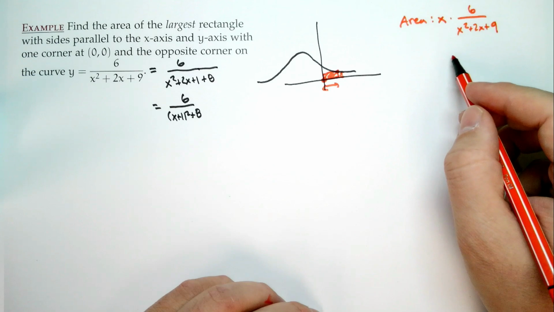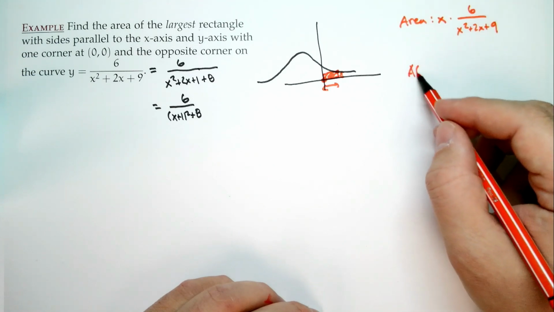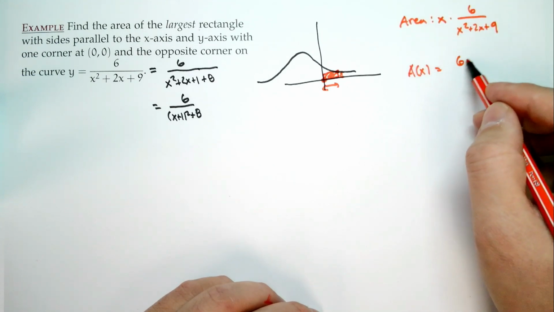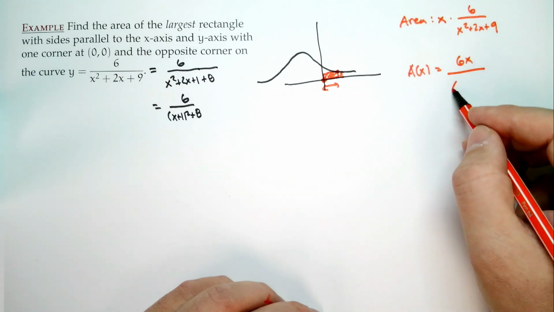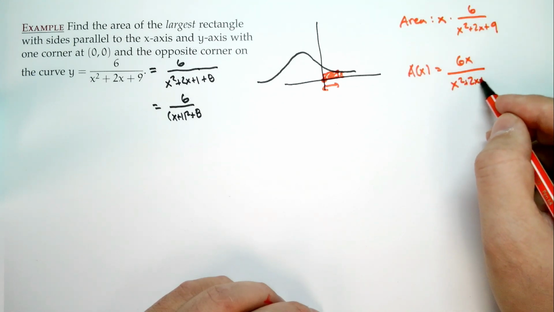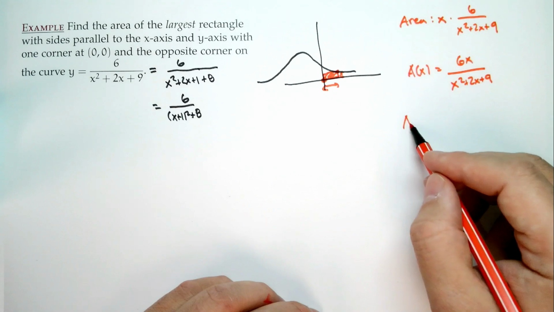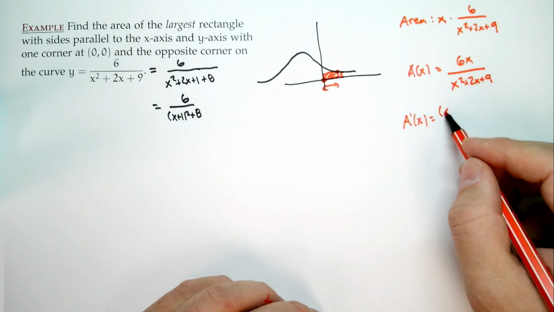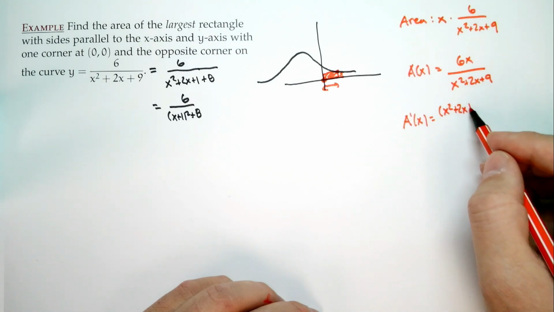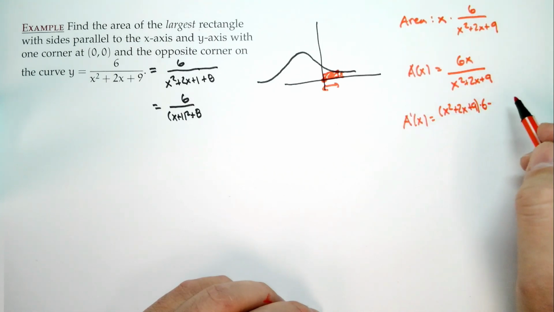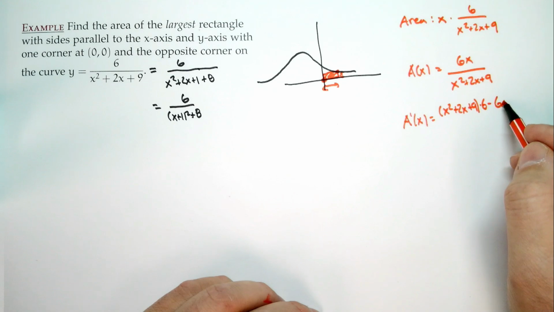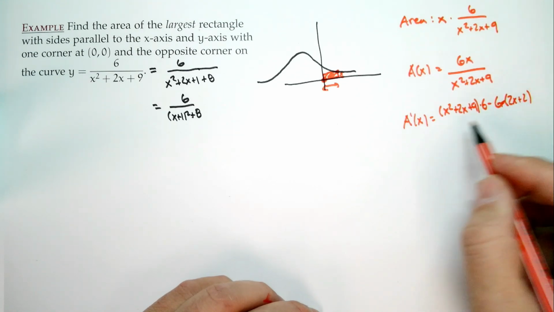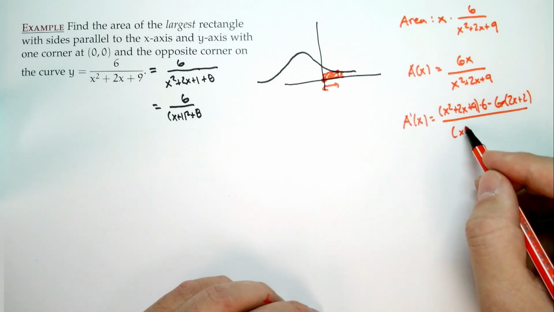I can write that again as a single function, cleaning up just a tiny bit: 6x over x squared plus 2x plus 9. Take the derivative, and what do we get? Quotient rule: we take the bottom times the derivative of the top, minus the top, which is just 6, times the derivative of the bottom, 2x plus 2, all over the bottom term squared.